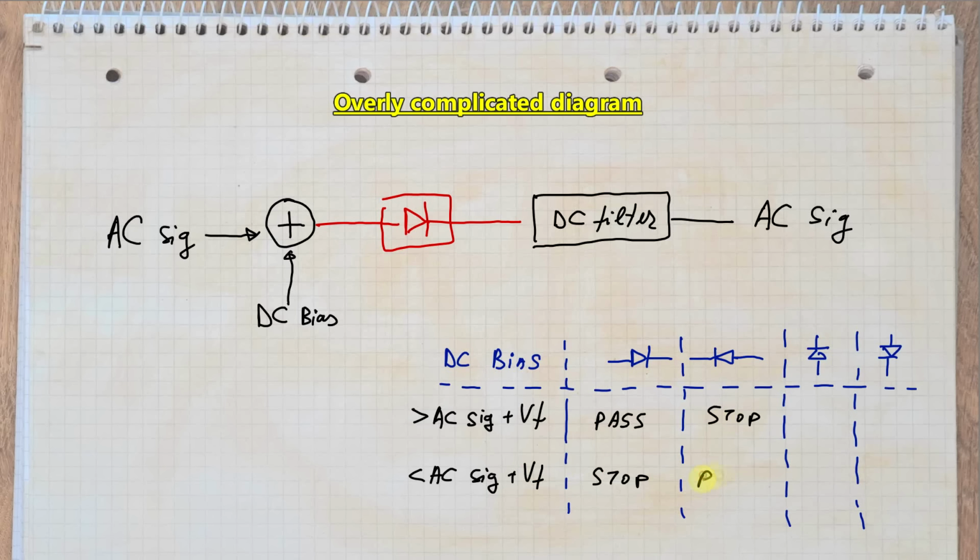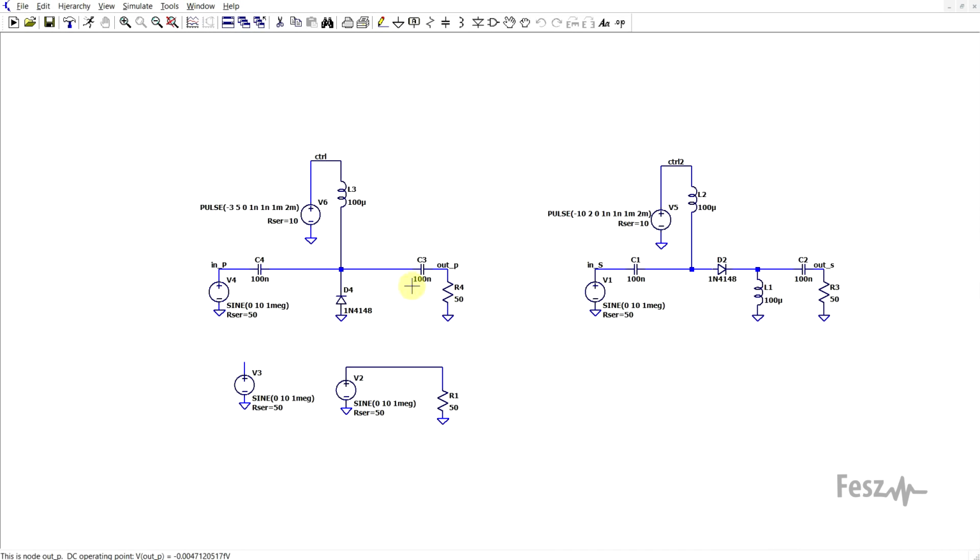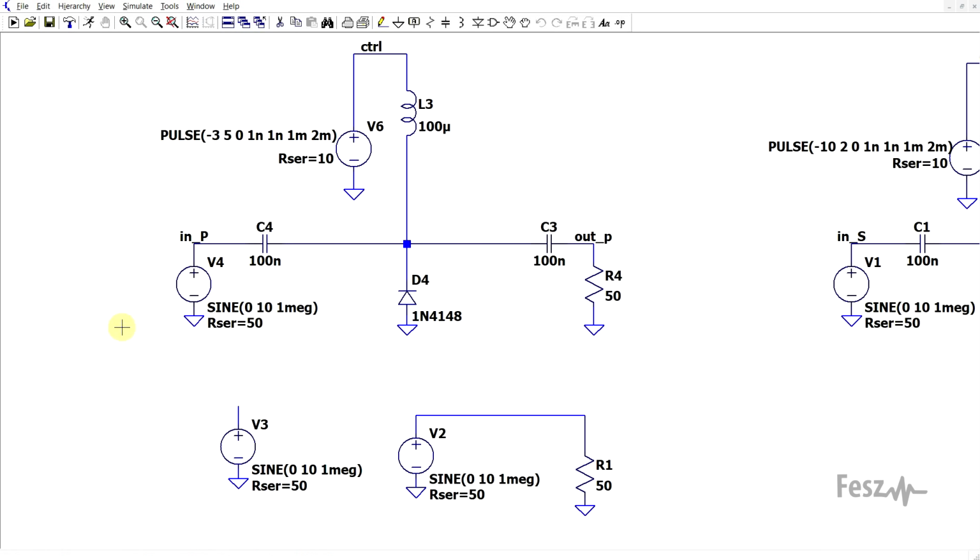To get this behavior to work, usually you don't need any special type of diode, you just need the right amount of bias. So, to test this principle out, I prepared a few basic circuits in the simulator. I got a 20 volt peak-to-peak 50 ohm signal source of 1 MHz and a 50 ohm load.